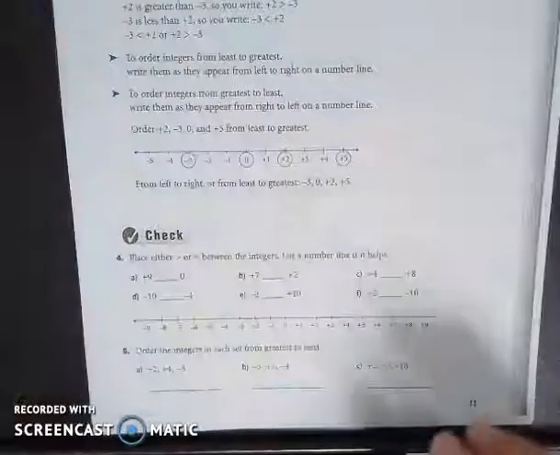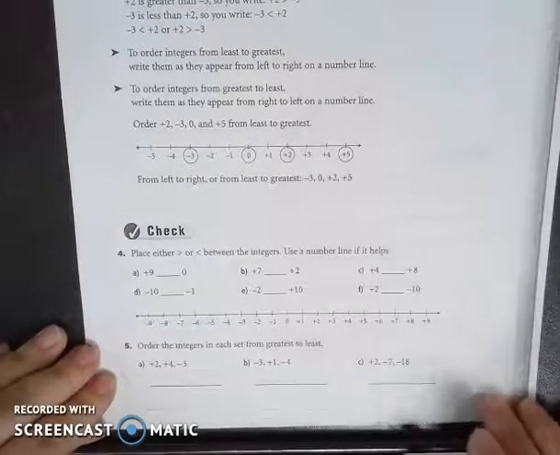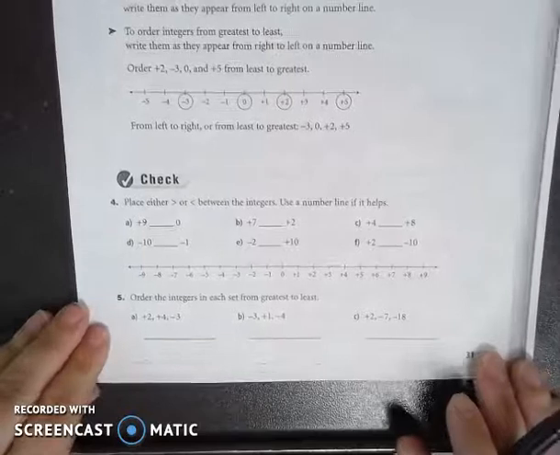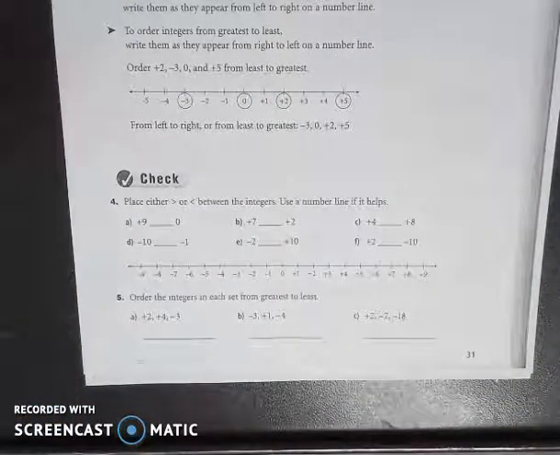Pretty straightforward. We're going to see if we can do this whole math assignment in one video as well. Okay, so it's saying that you can put them on a number line in order to see which is bigger and which is smaller. For this, you can use the number line if it helps. If you don't need the number line, that's fine too.